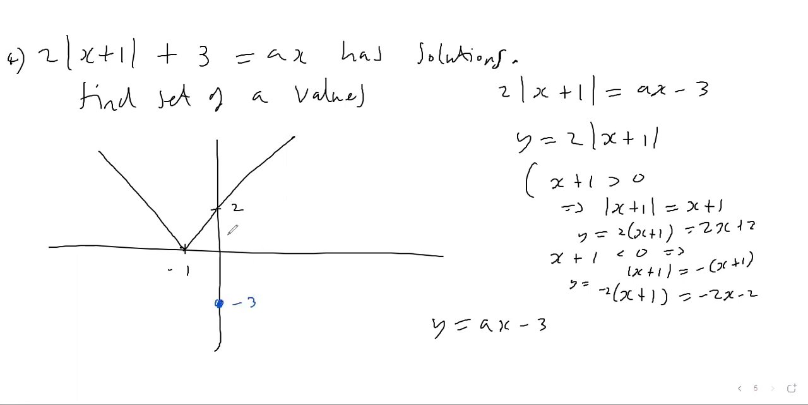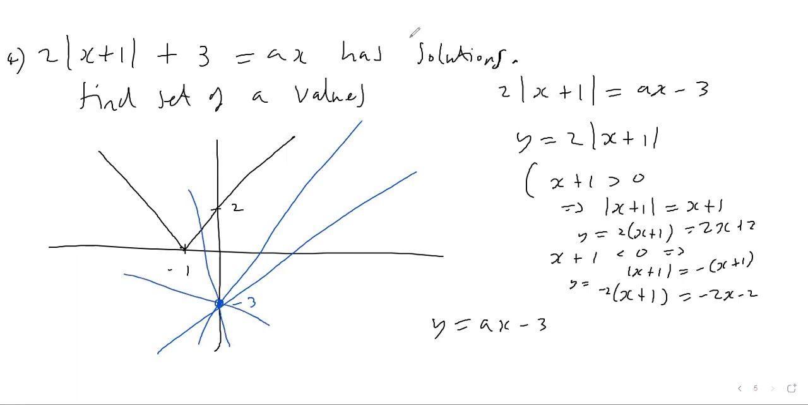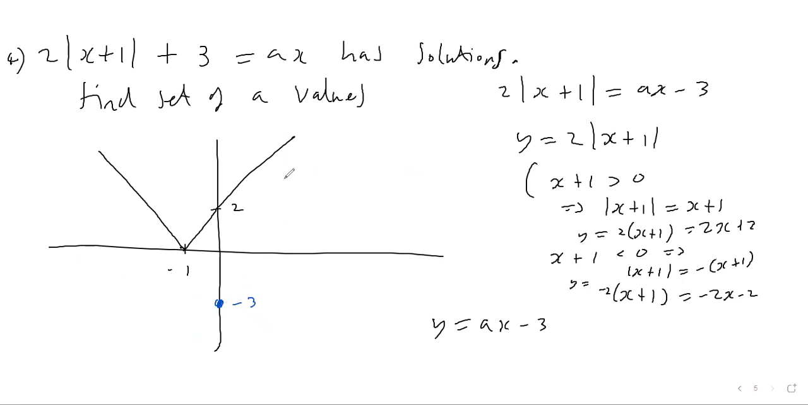We can see that, and it could be, well, let's think about it. It could be a line like this, could be a line like that, could be a line like this. Could be any of these type of lines. Which lines will give us solutions? Well, let's think about it.